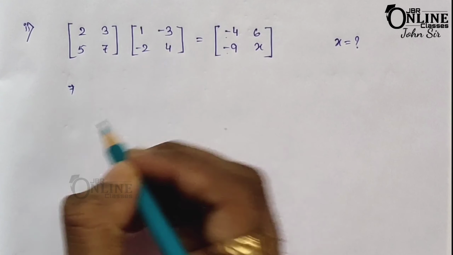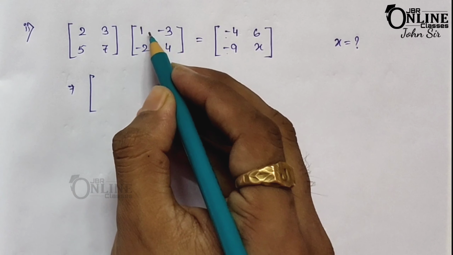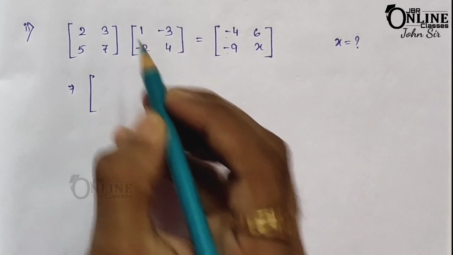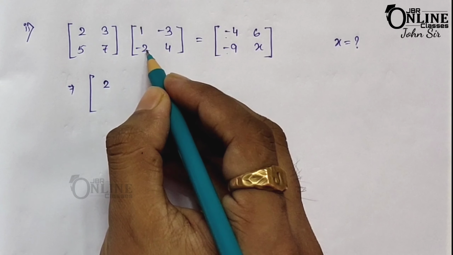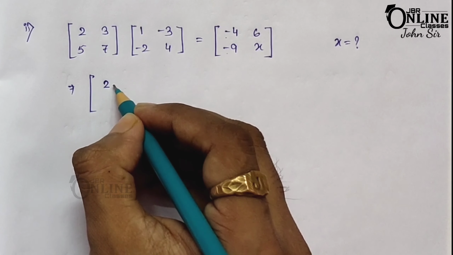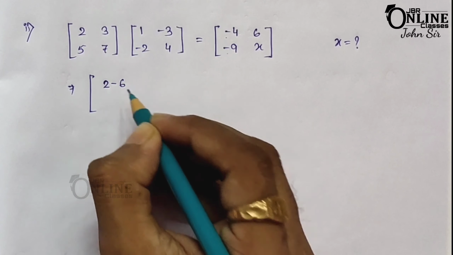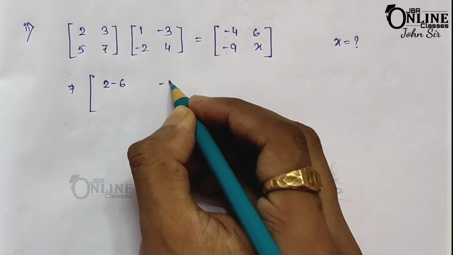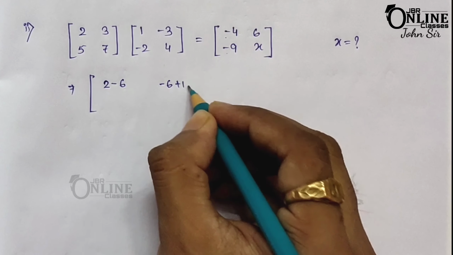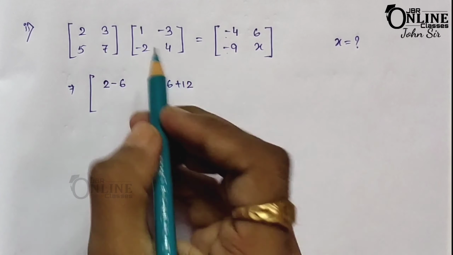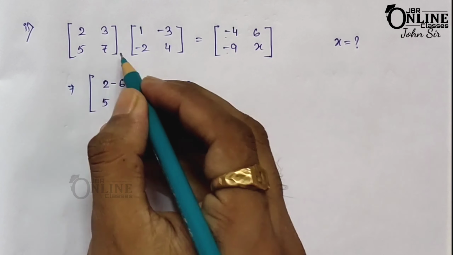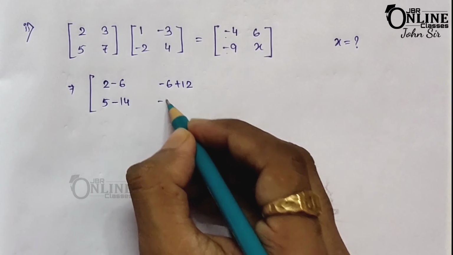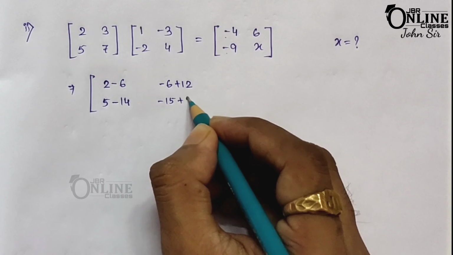So whenever you multiply these two matrices, you know first row is multiplied with first column. So here 2 into 1, it becomes 2, then 3 into minus 2, it becomes minus 6, and as here plus, so it will be 2 minus 6. Next one, minus 3 into 2, here minus 6, and then 3 into 4, it becomes 12. Now next one, 1 into 5, and then here 7 into minus 2, so that means minus 14. Here minus 3 into 5, minus 15, and then 7 into 4, 28.